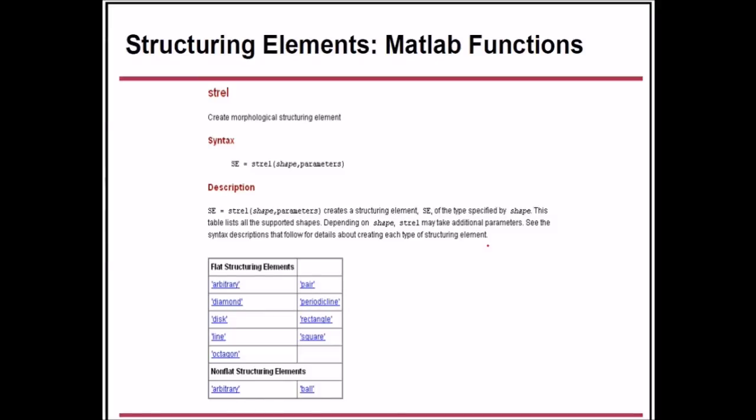There are also certain Matlab functions, strel. This creates a morphological structuring element. What you do is call strel and pass the shape and parameters. This creates a structuring element, SE, of the type specified by the shape. This is the table which lists all the supported shapes. Depending upon the shape, the strel command may take additional parameters. You need to see the syntax descriptions that follow for details about creating each type of structuring element.